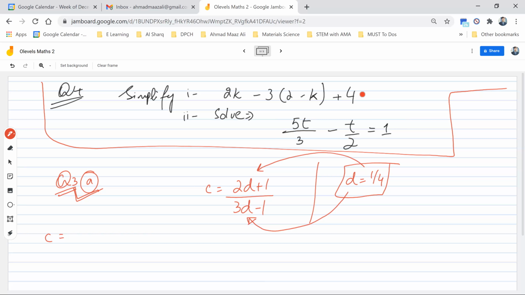C is equal to 2 multiplied by 1 over 4. Perfect. What's next? Plus 1. Good. Over 3 multiplied by 1 over 4 minus 1. Excellent. That's it. Basically, this is the most difficult part. If there was any difficulty, so how do you solve it now? What is 2 multiplied by 1 by 4?